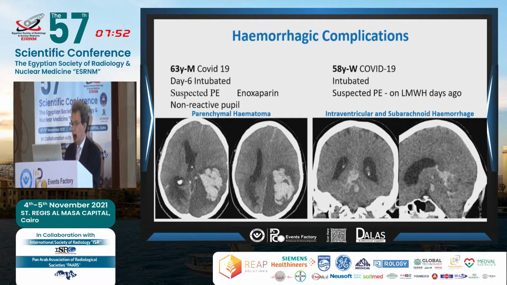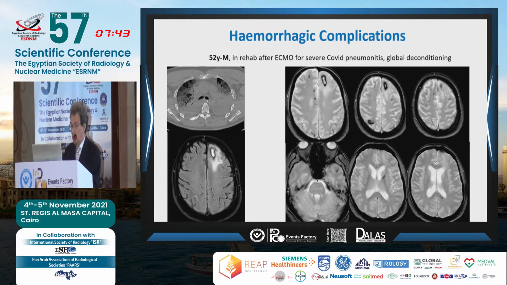Another patient, not only some hemorrhage within the brain, but also subarachnoid and intraventricular. So all different manifestations. Here you see the poor status of the lung, and then the patient had ECMO, and then afterwards severe pneumonitis, but also multiple hemorrhages within the brain.